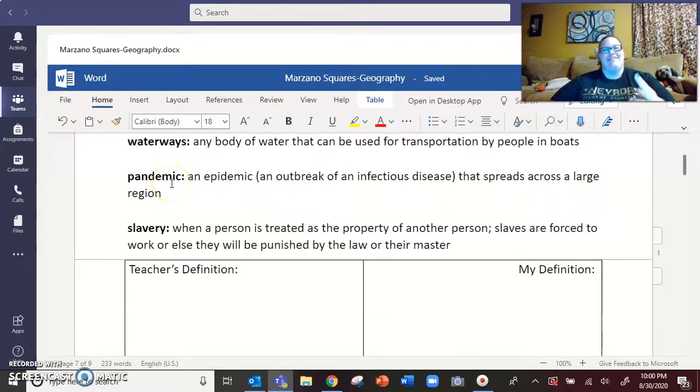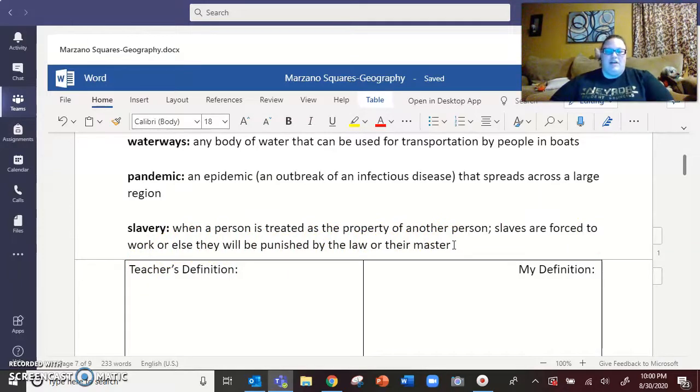Pandemic. I think we know this. A pandemic is an epidemic, meaning an outbreak of an infectious disease or virus that spreads across a large region or the world. We know pandemic. And then slavery. When a person is treated as the property of another person, slaves are forced to work or else they will be punished by the law or their master.